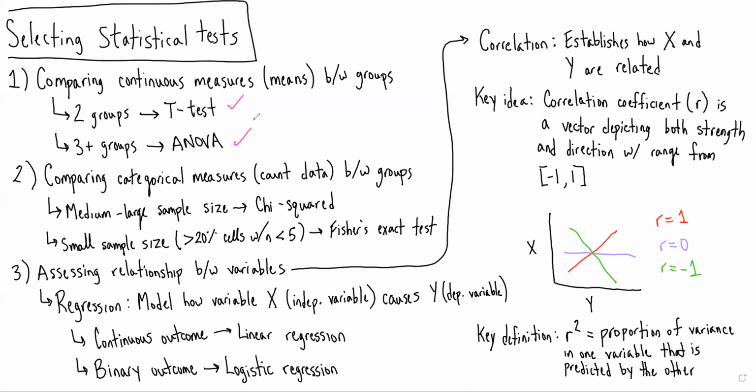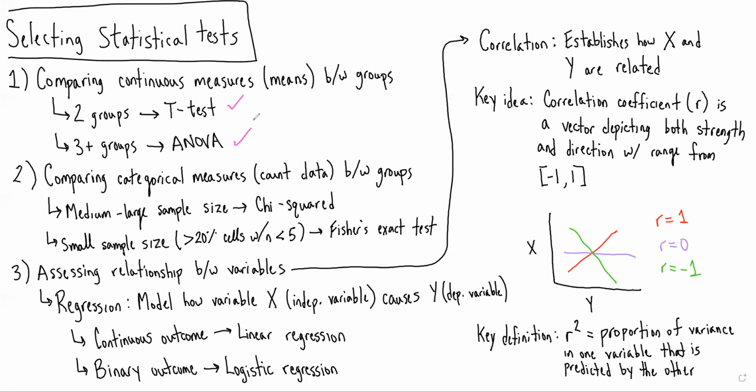We can count the number of people in each of those groups who have the outcome or don't have the outcome. So it is not a continuous measure like a mean, it is count data. And because it is count data, we know we're in the second scenario. And in that situation, rather than asking how many groups we are comparing, you really want to ask, what is the sample size? In most cases on the test, it'll be a medium to large sample size, in which case the default answer is the chi-squared test.